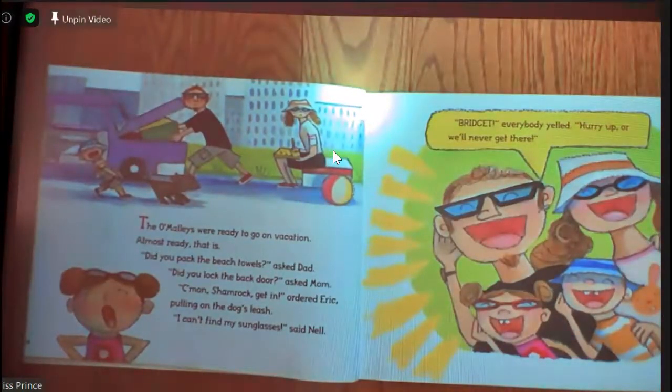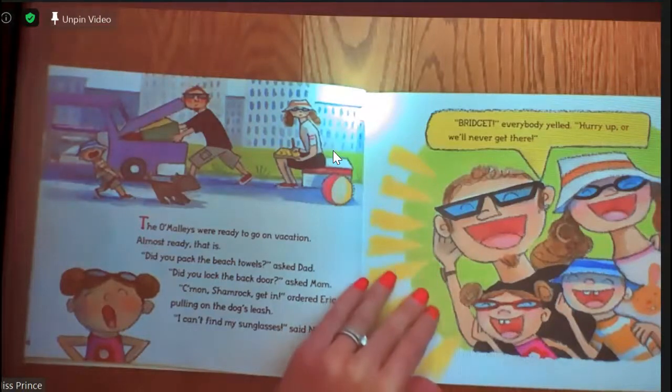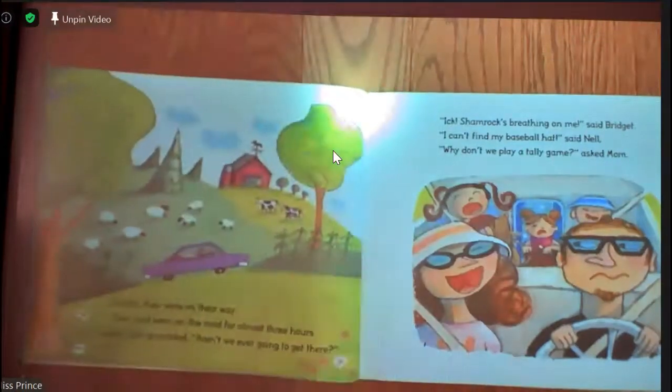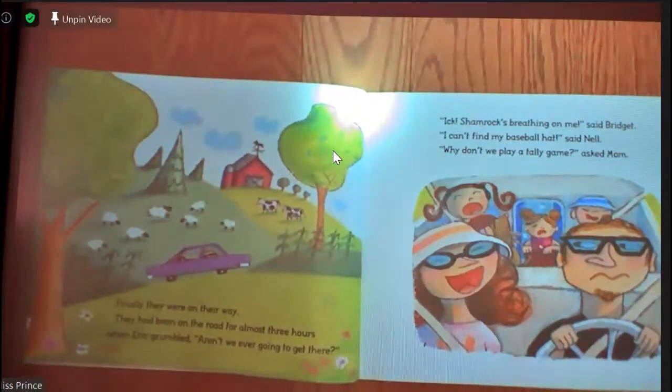The O'Malleys were ready to go on vacation. Almost ready, that is. Did you pack the beach towels? Asked Dad. Did you lock the back door? Asked Mom. Come on, Shamrock, get in, ordered Eric, pulling on the dog's leash. Can't find my sunglasses, said Nell. Bridget, everyone yelled. Hurry up, or we'll never get there. Make sure your mask is over your nose and your mouth. Make sure your mask is on. Finally, they were on their way.